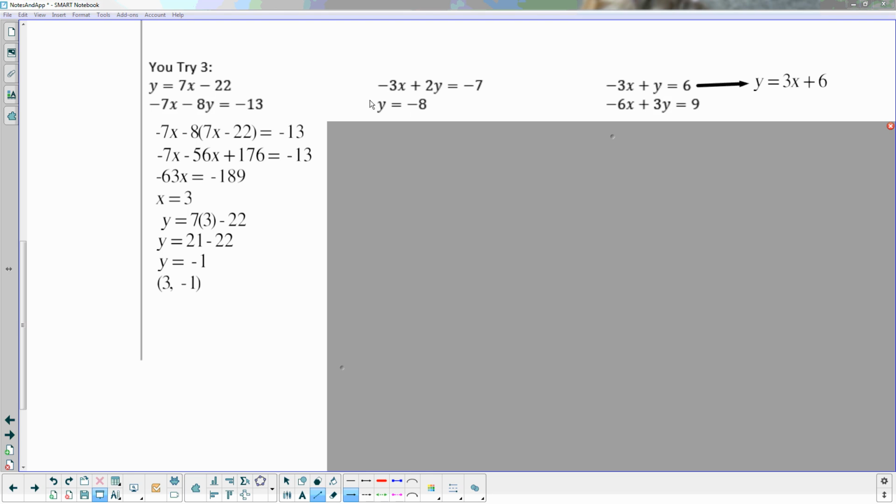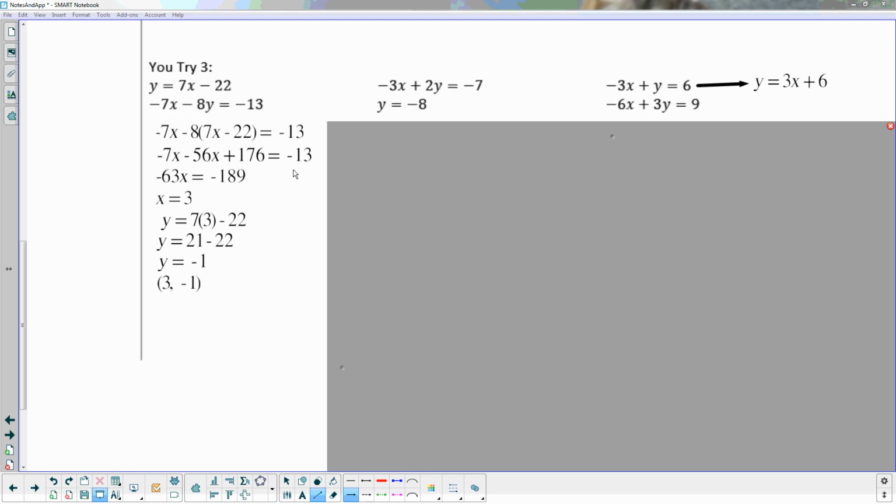Okay, hopefully you had a chance to get those done. On my first one, I noticed that I already had one equation that said y equals. So I plugged that in for y in the second equation. Distribute and combine like terms. Let's go with negative 7x minus 56x plus 176 equals negative 13.